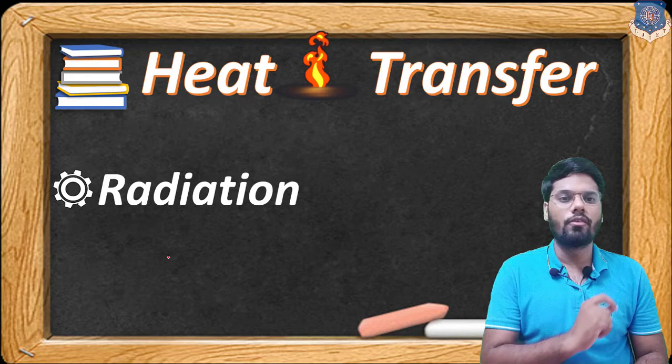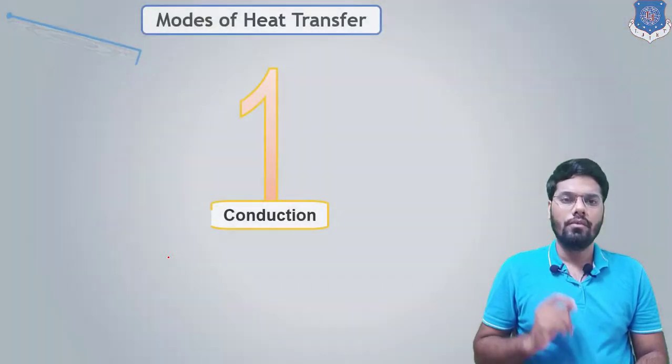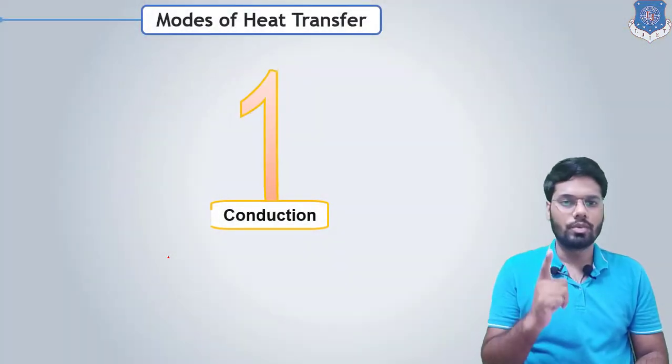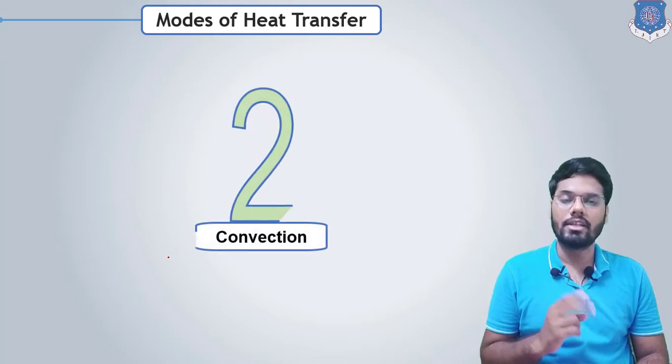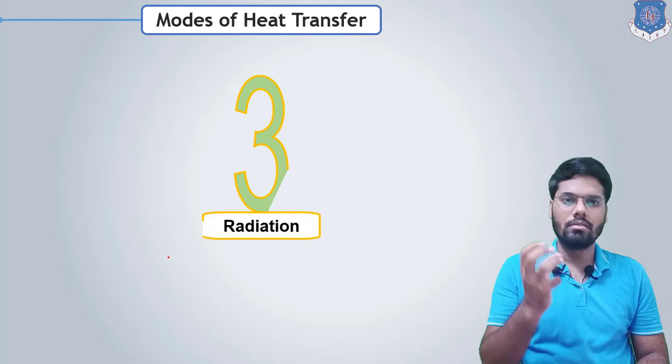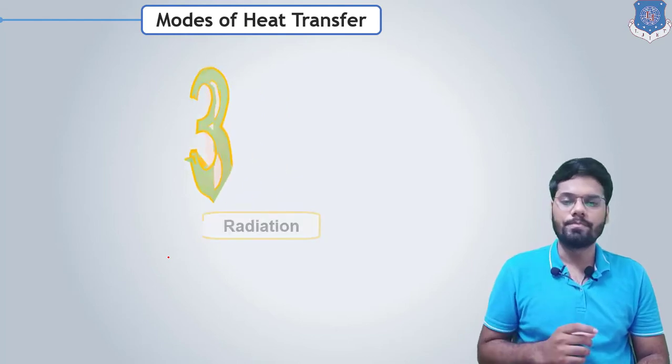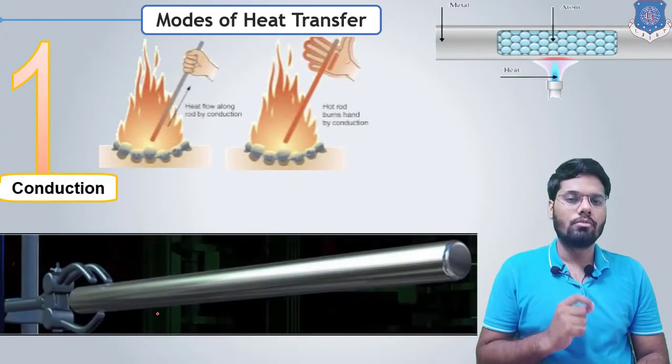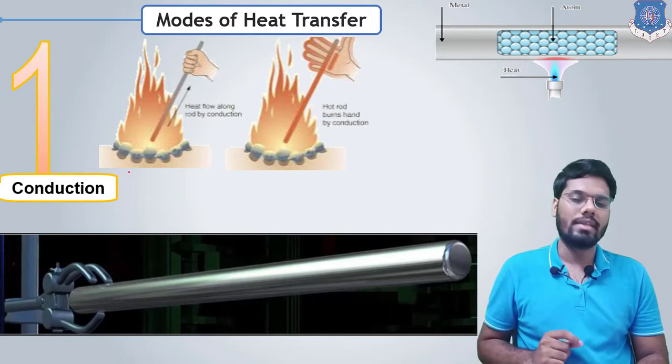So let's start with the first slide. We know there are three modes of heat transfer. First one is conduction, second one is convection, and third one is radiation. Now let's take one revision of conduction. We know in the conduction mode of heat transfer, to understand, let's take one example.